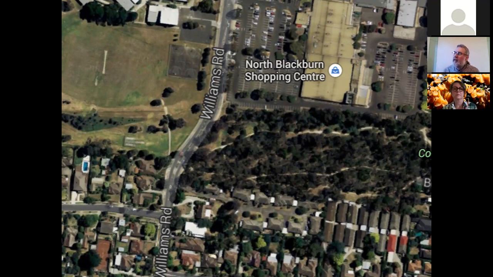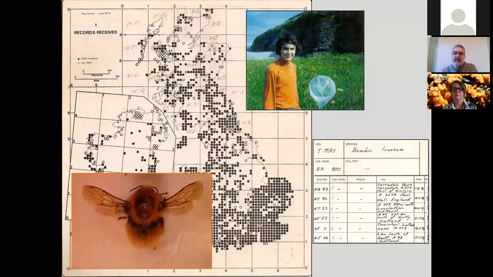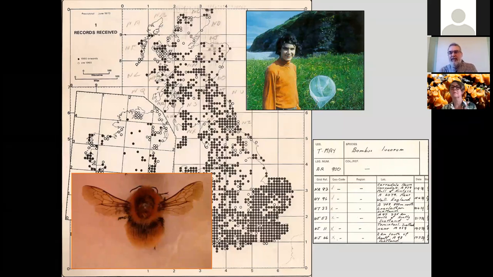And I had a great year in the mid 70s. My dad worked in Scotland for a year. When he arrived at the university there, he asked the secretary if there was something that a young lad could be occupied with. It being a zoology department, they said, well, there's this bumblebee mapping atlas. So I got really engrossed in that. This was a scheme in the UK to record bumblebees.